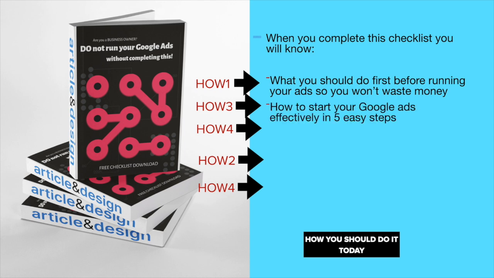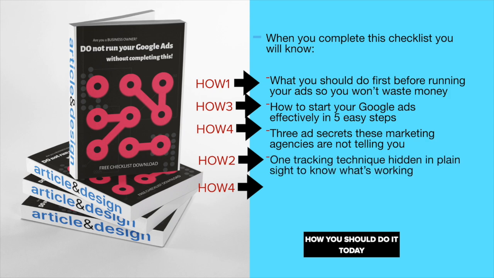Next is how to start your Google Ads effectively in 5 easy steps. So that is answering the how number 3. And 3 ad secrets these marketing agencies are not telling you. So that is answering number 4. And next is one tracking technique hidden in plain sight to know what's working. So that is answering the how number 2 on yung process.